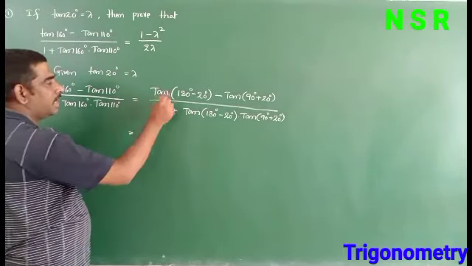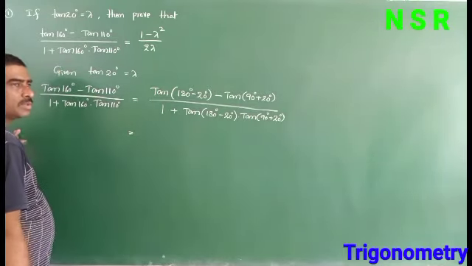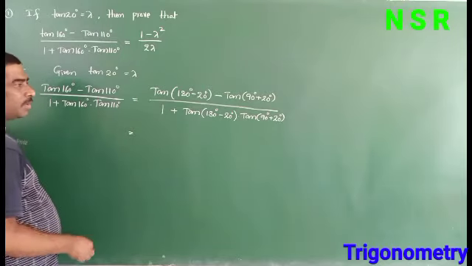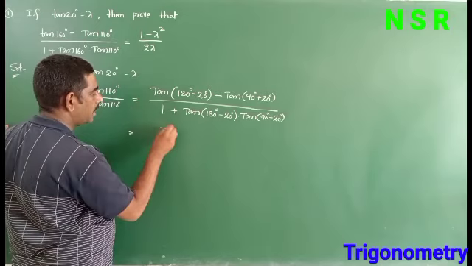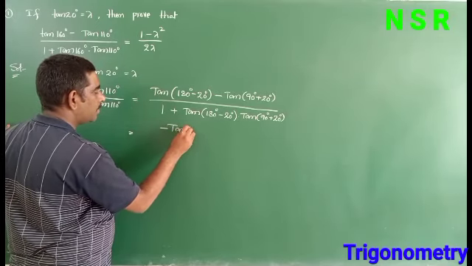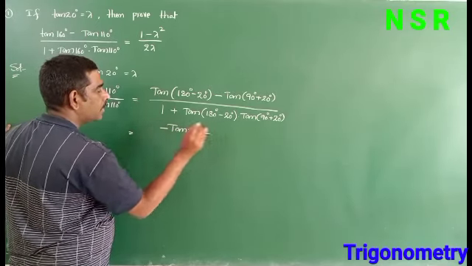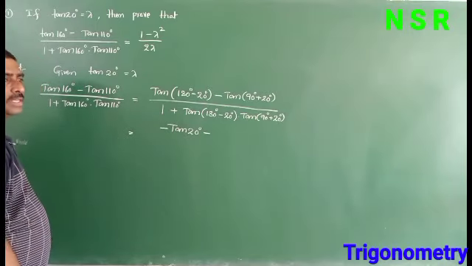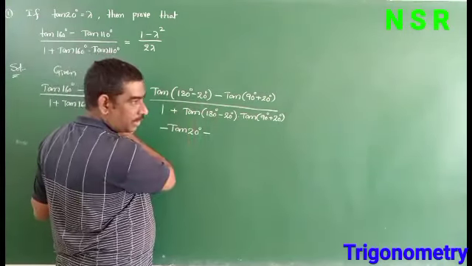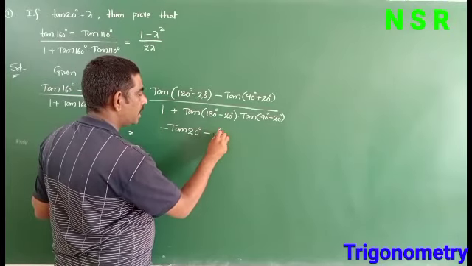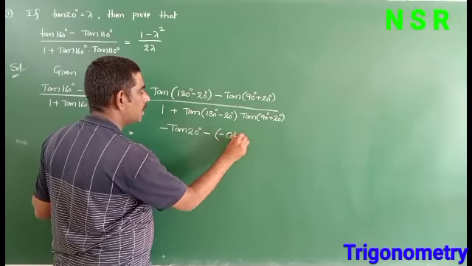So tan of 180 minus theta: 180 minus theta is in the second quadrant, where tan is negative, and tan does not change. So write here minus tan 20. Then tan of 90 plus theta: 90 plus theta is in the second quadrant, so tan changes into cot and is negative. So write here minus cot 20.